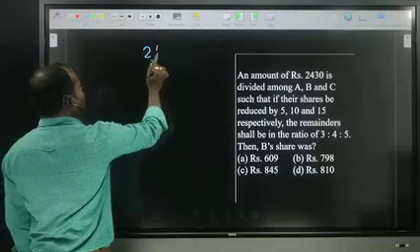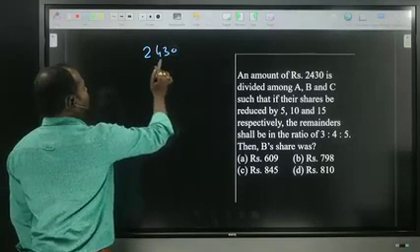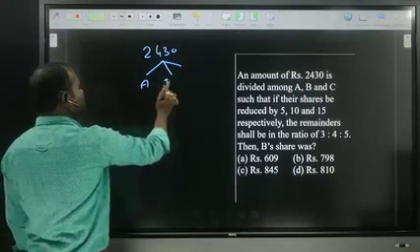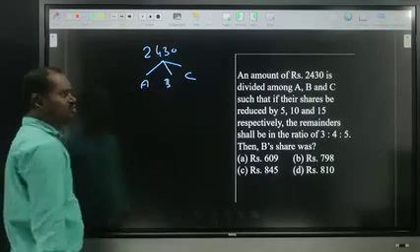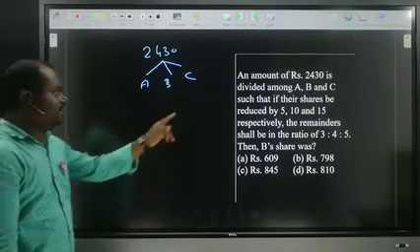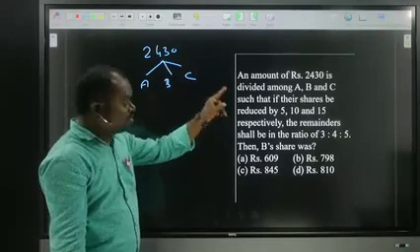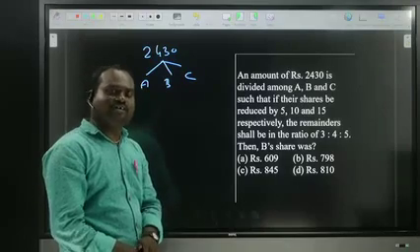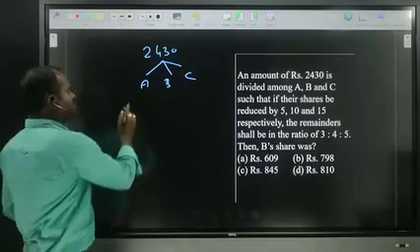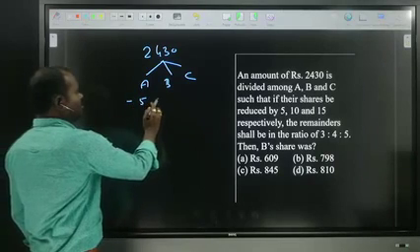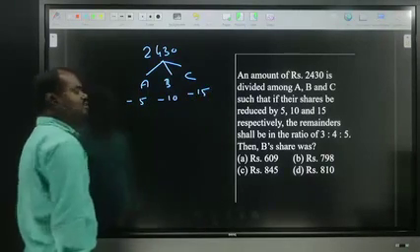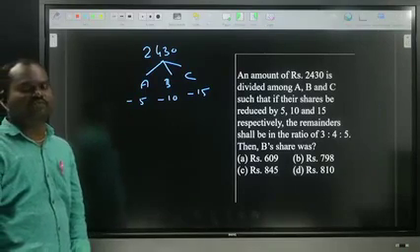A total of 2430 rupees is divided between A, B and C. If their shares are reduced by 5, 10 and 15 respectively, reduce the share of A by 5, B by 10, and C by 15.